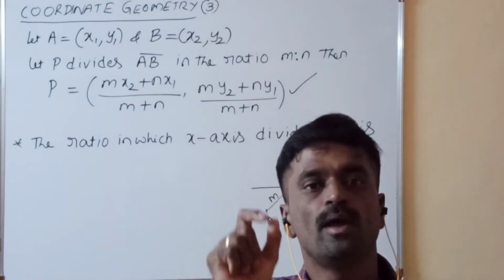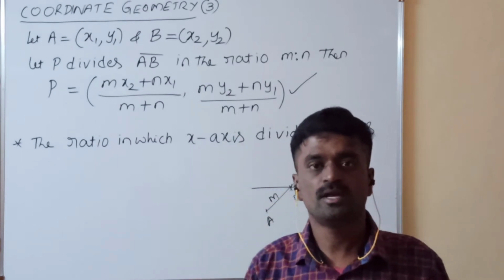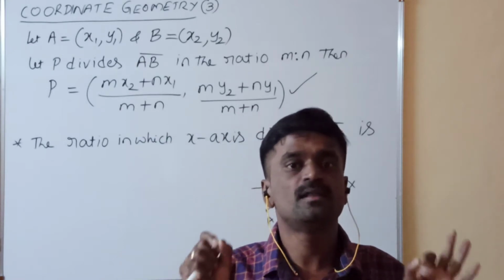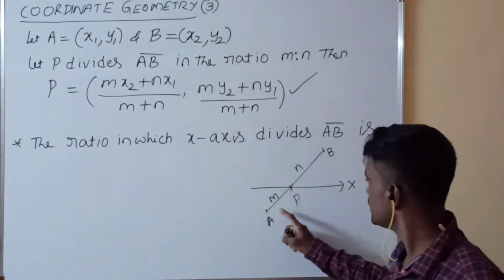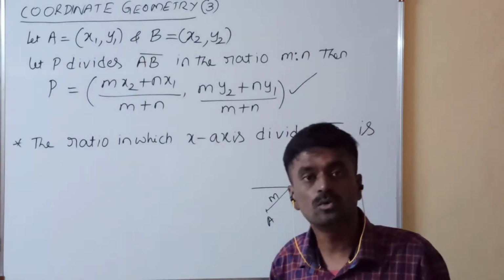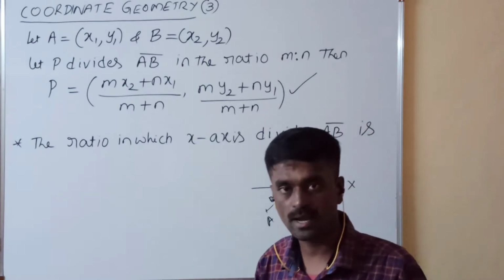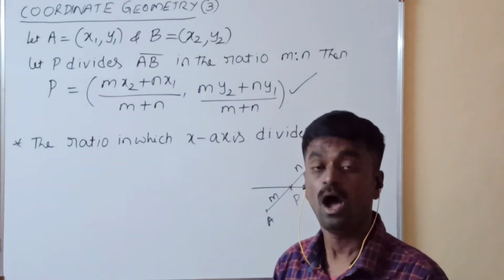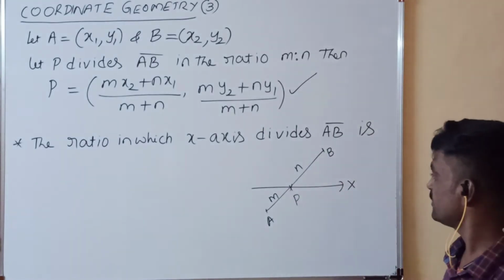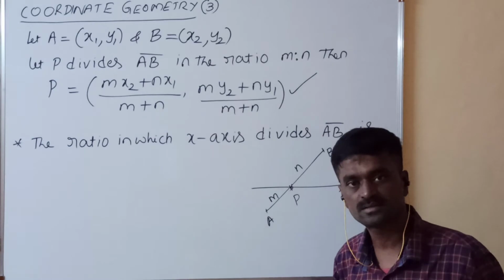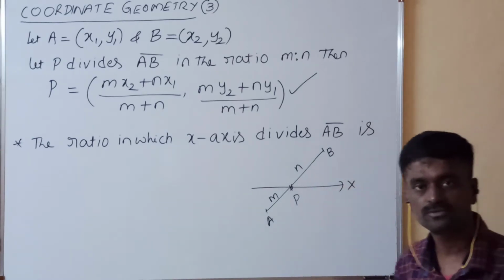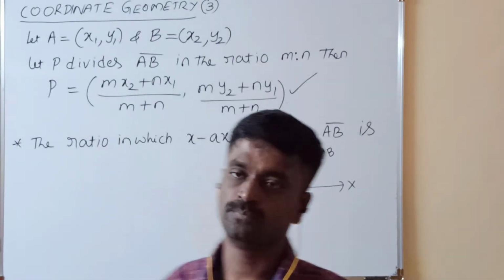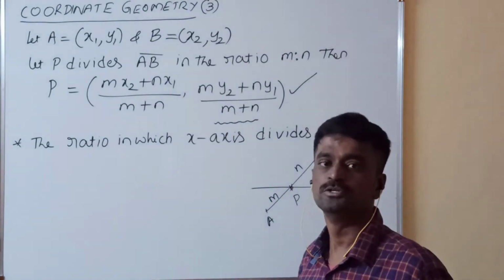Now we have to find that m is to n value, because m and n are unknown values, as we are assuming that the ratio is m is to n. We don't know what m and n are. We have to find m and n in terms of the coordinates of A and B. How can we find them? If you observe carefully, the point P lies on which axis? The x-axis. And on the x-axis, the y coordinate is 0. That is, the y coordinate of the point P will be 0.